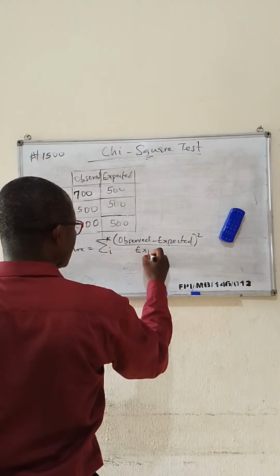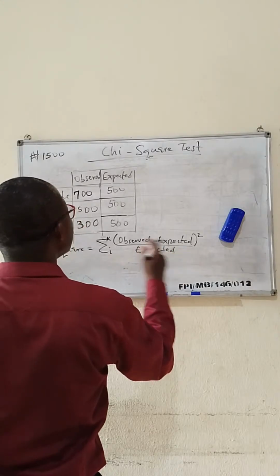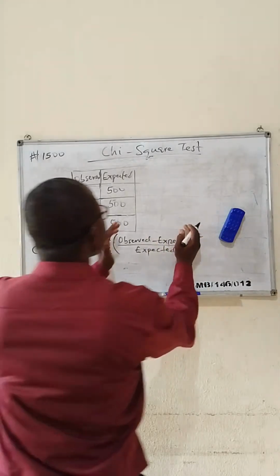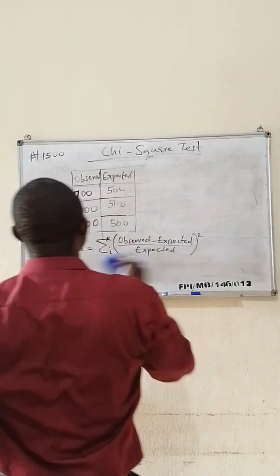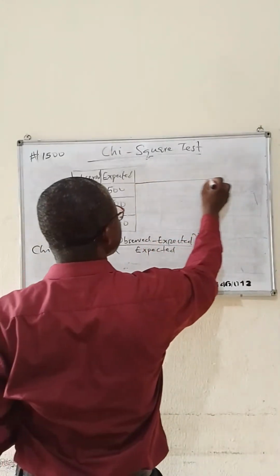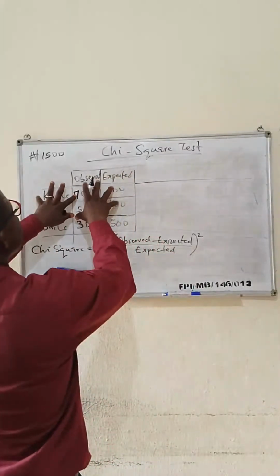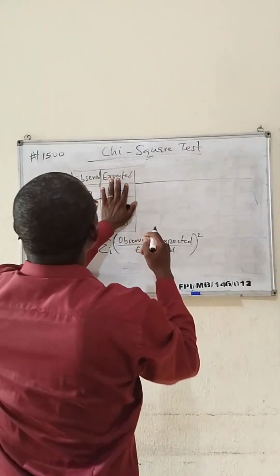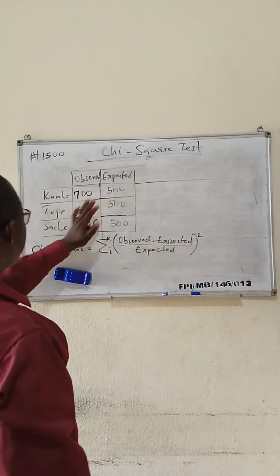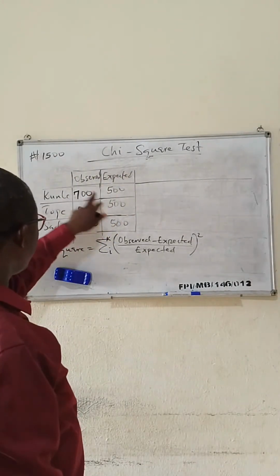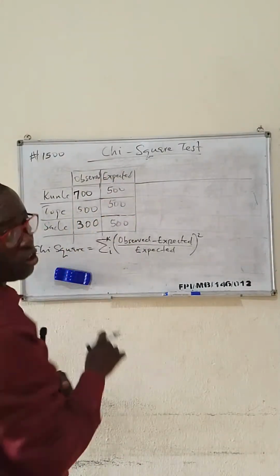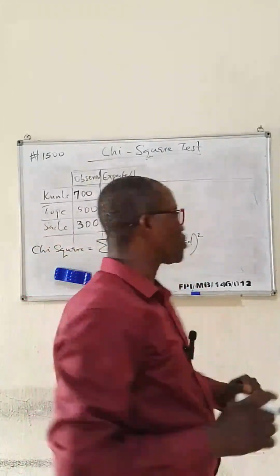So what we are doing is this. I'm going to do what is inside these brackets on the table, determining by calculation what we have here. The question will give you the data like this, telling you the total and how it was shared, that is observed. Then you are going to create the expected column yourself.